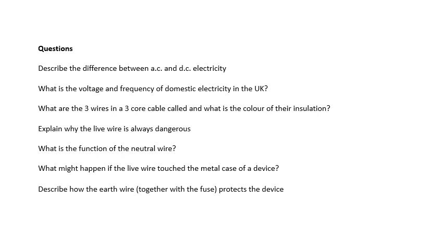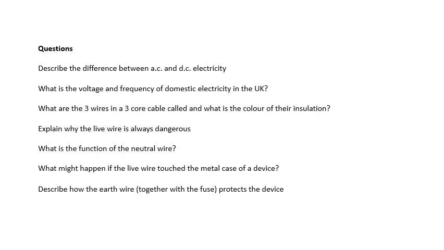The difference between AC and DC: alternating current, the voltage goes positive, negative, so that the current would flow backwards and forwards many times a second. DC, the voltage is always positive, so the current just flows one way. The voltage, 230 volts, 50 hertz. 3 wires: the live wire is brown, the neutral wire is blue, the earth wire is green and yellow.